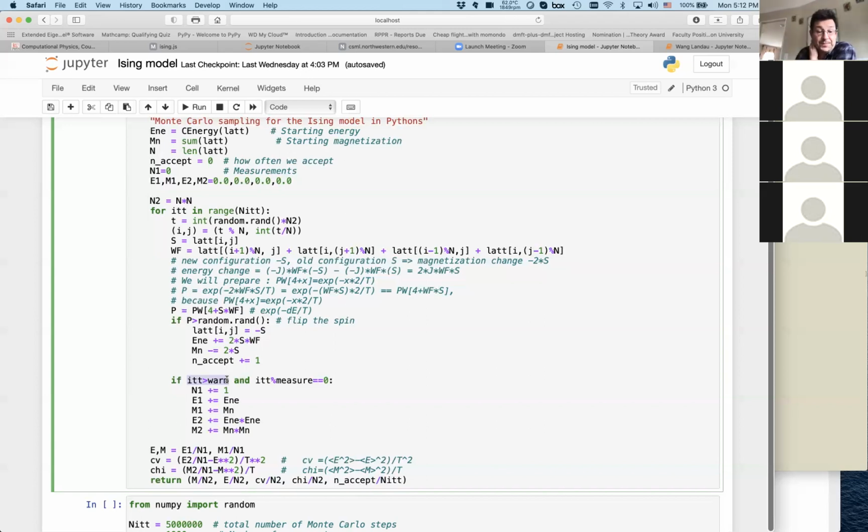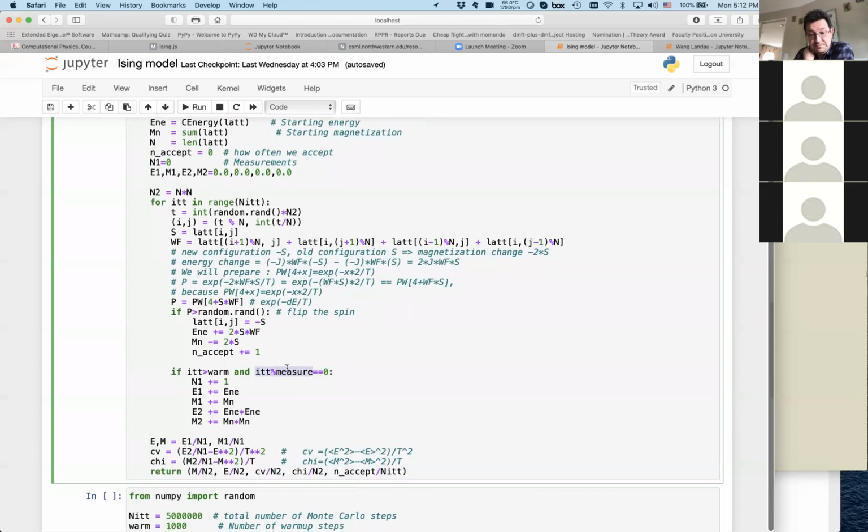Okay, so now here is the statement that says, don't measure every time, measure only every measure steps. So only from time to time, isn't it?